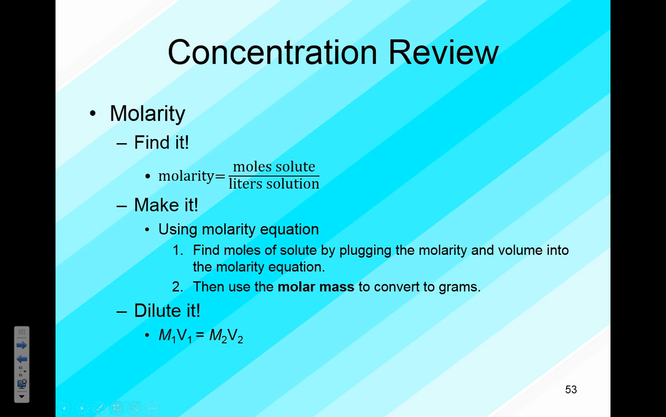So if we have a target concentration we want to make, we have to then solve for V2 to find out what the new volume needs to be. So we would pour our original concentration and volume into a graduated cylinder, and then we would dilute it to the new volume, and that would give us the new concentration. So those are the three things we need to be able to do with molarity.